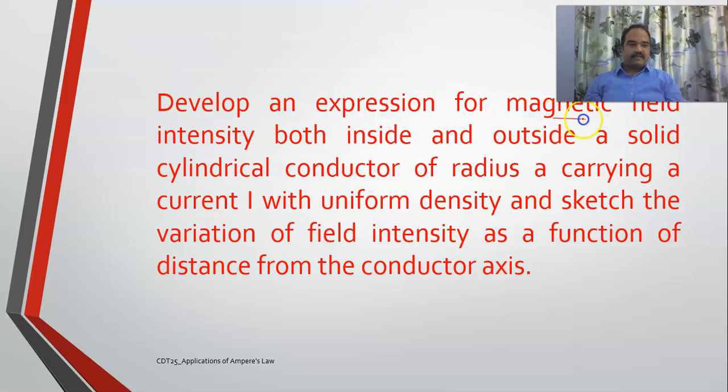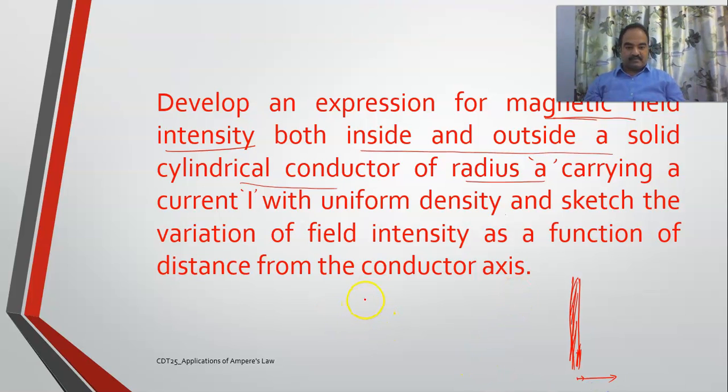Develop an expression for magnetic field intensity both inside and outside a solid cylindrical conductor of radius A carrying a current I with uniform density, and sketch the variation of field intensity as a function of distance from the conductor axis. Which means he wants to determine the expression for magnetic field intensity both inside and outside a solid cylindrical conductor. This is a conductor, and he wants to determine from the center up to the surface and outside also.